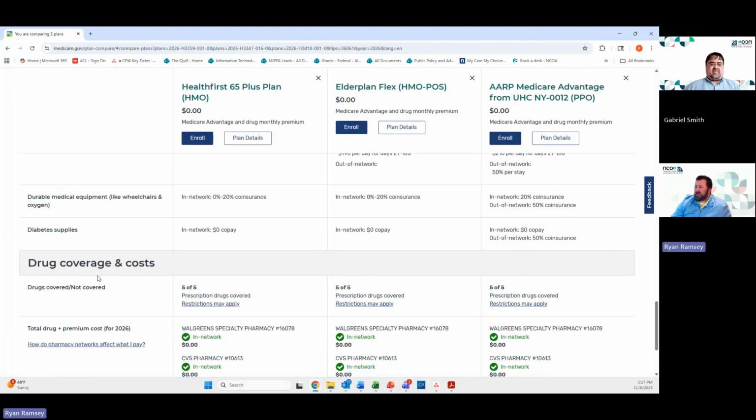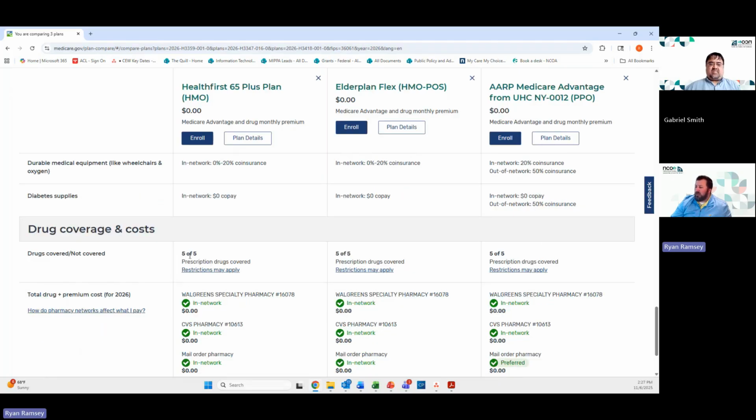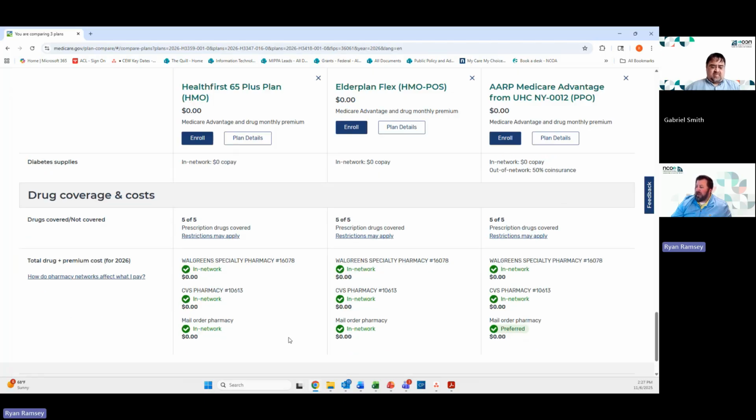But we're going to navigate down to drug coverage and costs. Now, happily, all 5 of our 5 prescription drugs are going to be covered under each one of these plans. And it looks like our out of pocket for the year, with our premium and cost included, is $0, no matter where we go. So all 3 of these plans are on equal footing in terms of costs related to their prescriptions, which is great.